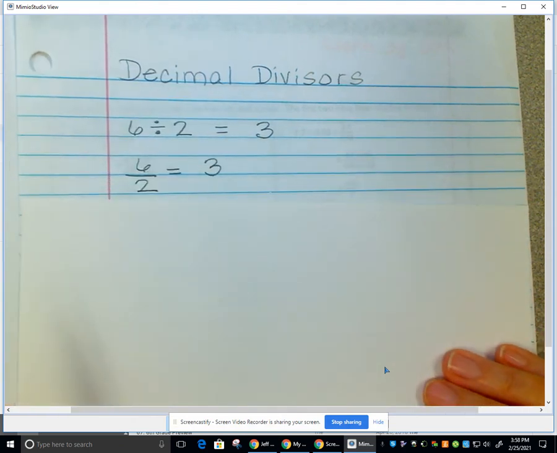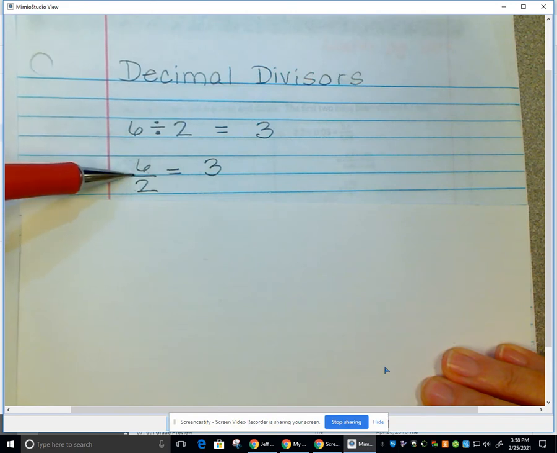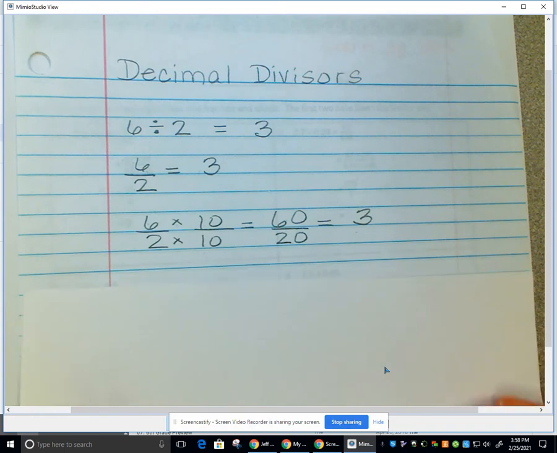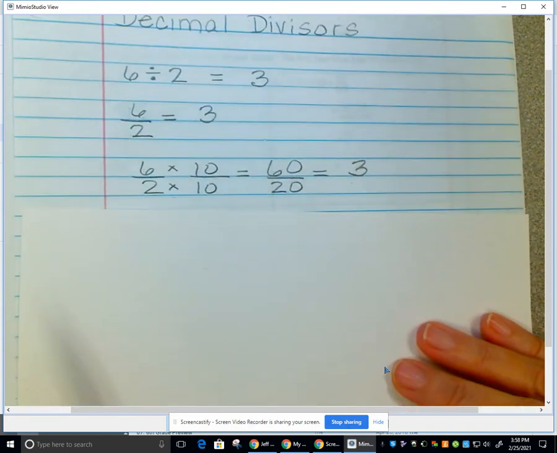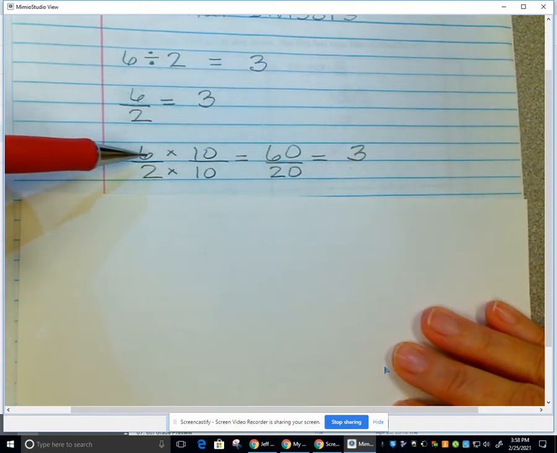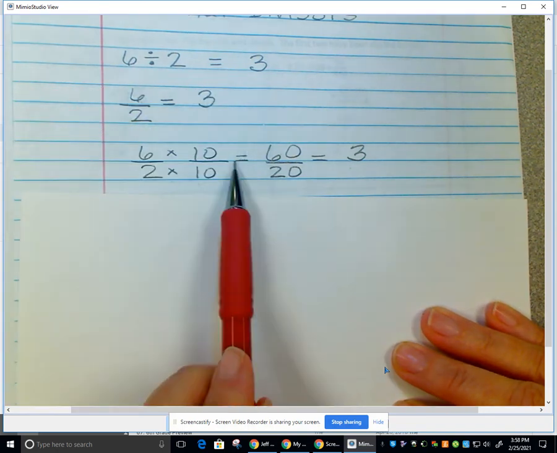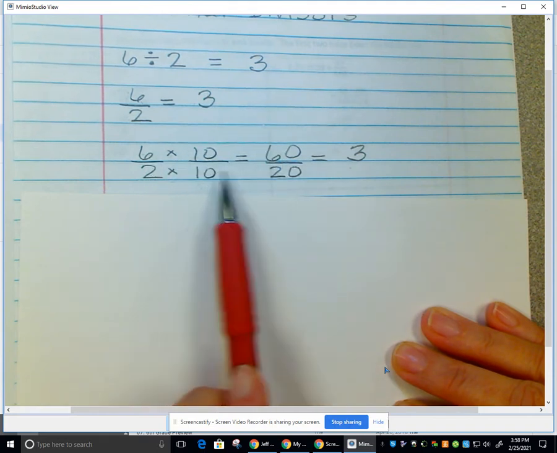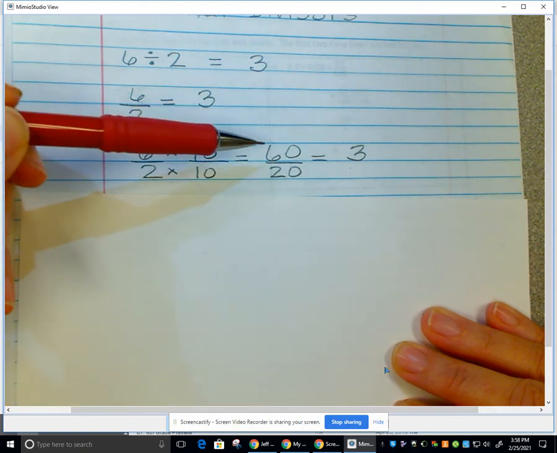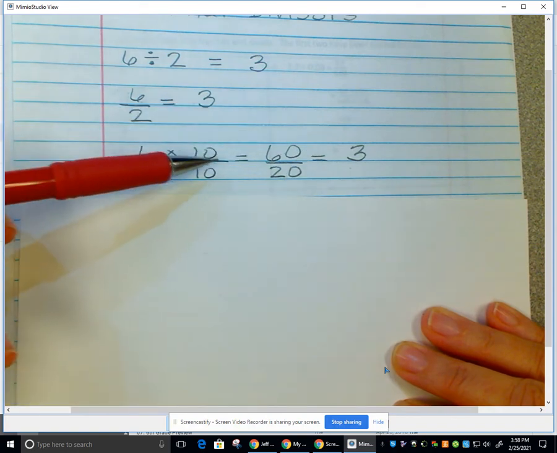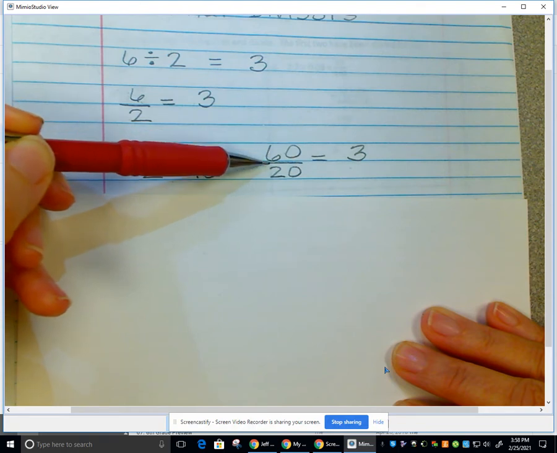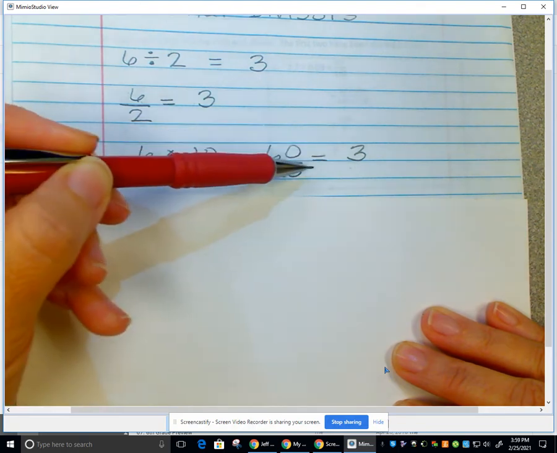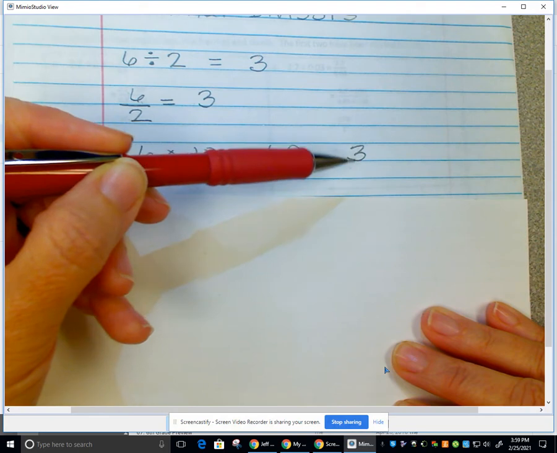Sometimes we could see it like this as a fraction. 6 divided by 2 equals 3. Now, let's say I change this a little bit and I multiply the 6 and the 2 by 10, making 6 times 10 is 60, 2 times 10 is 20. Now, we've made these numbers 10 times larger. Now it's 60 divided by 20, but my answer still equals 3.